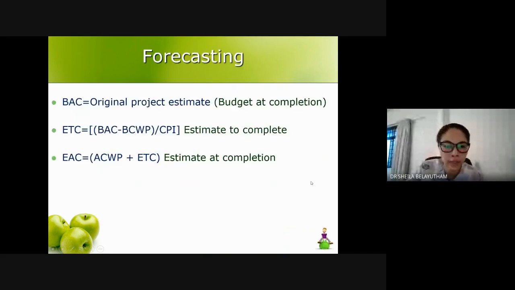The next part of earned value is forecasting. It is just using back the numbers that you attained earlier. In earned value, another part of it is where you can forecast how much you would actually deviate from the original budget. Okay, the terms that you will be using for forecasting.